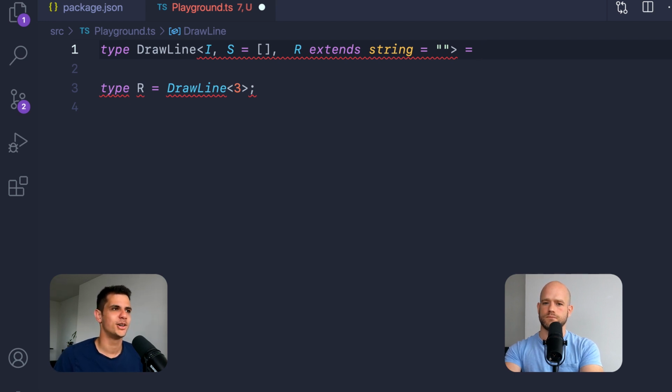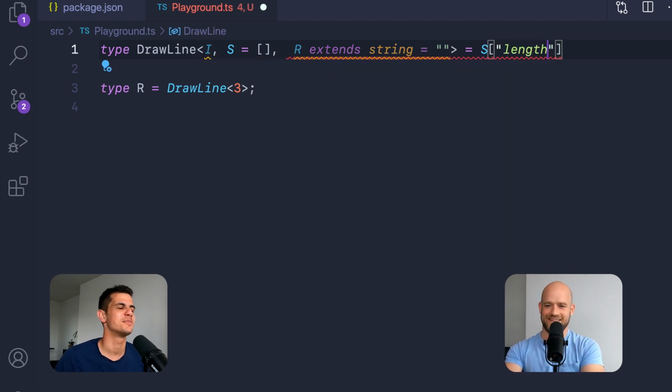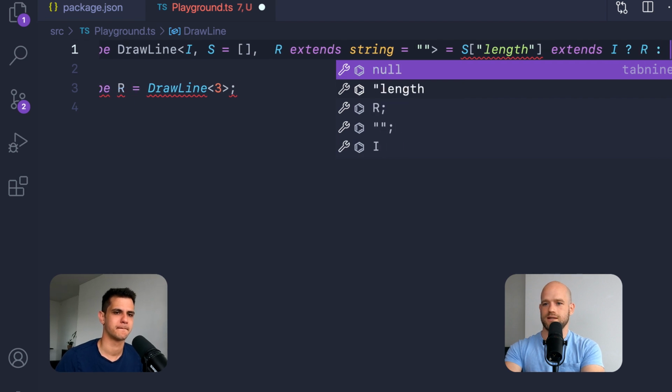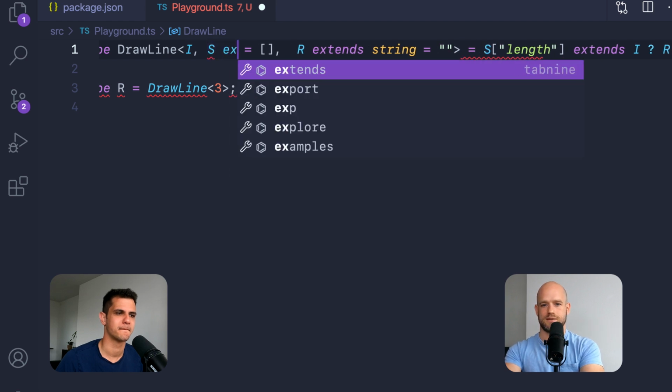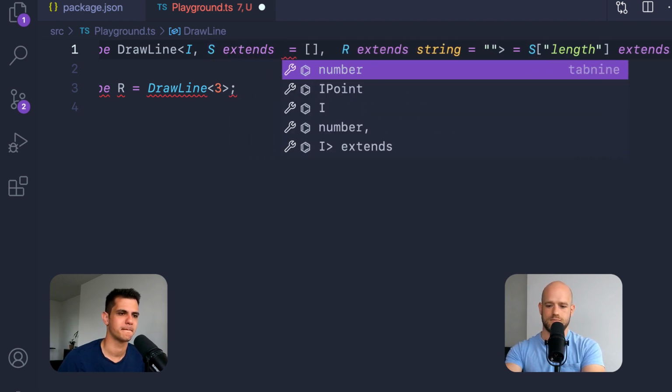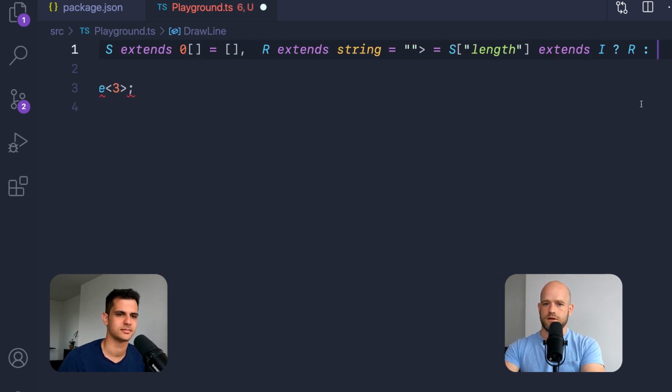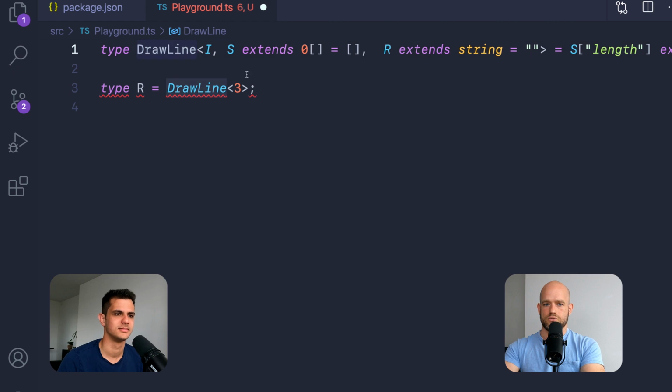Yes, even if you don't have any runtime, you can still optimize the compile time. Here you really need to, because there are some limitations on the stack size that is created at compile time and things like this. So length extends I, we're done, and we return the result. And if not, so here let me just do extends, let's say zeros or whatever. If not, we draw the line.